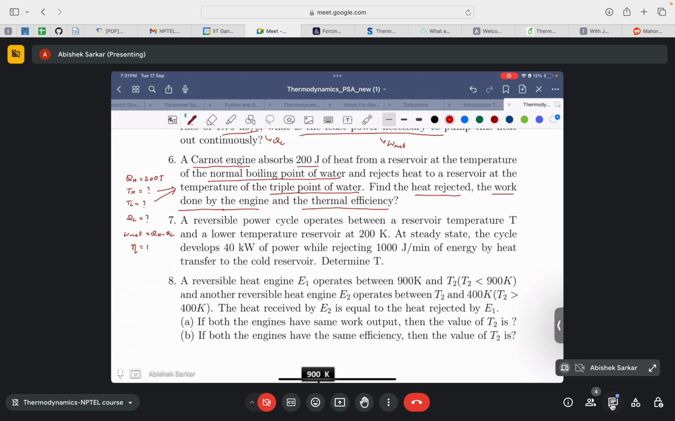And the thermal efficiency eta would basically be 1 minus TH by TL. Why? Because they have already mentioned it is a Carnot engine, and a Carnot engine is a reversible heat engine. So again, it's quite simple. I'll give you four more minutes. Try it out and let me know.